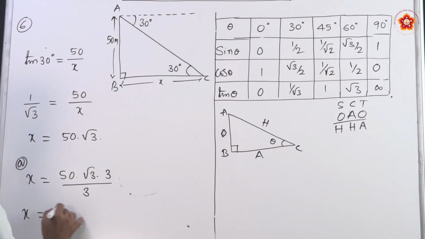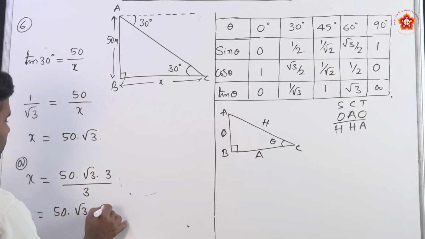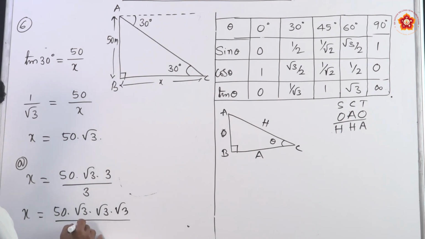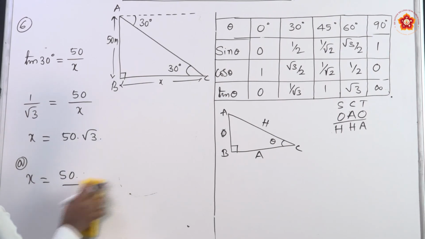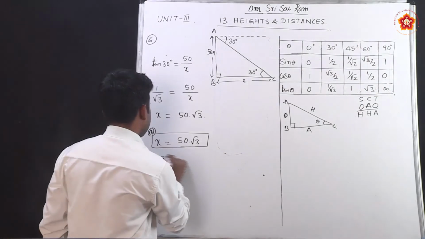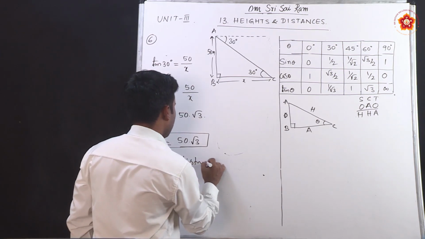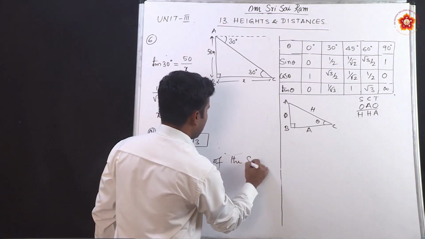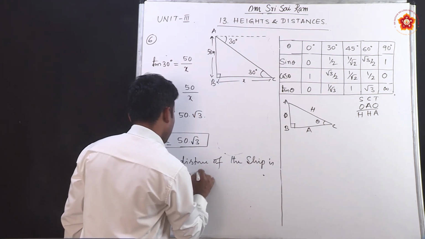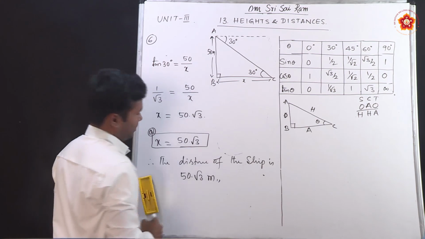x is equal to what? 50 into root 3 into root 3 divided by, okay, you can stop at this stage, no problem. 50 into root 3. So this is the distance of the ship. Therefore, the distance of the ship is 50 into root 3 meters.